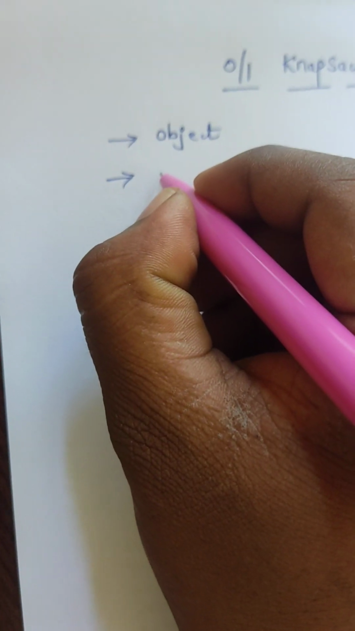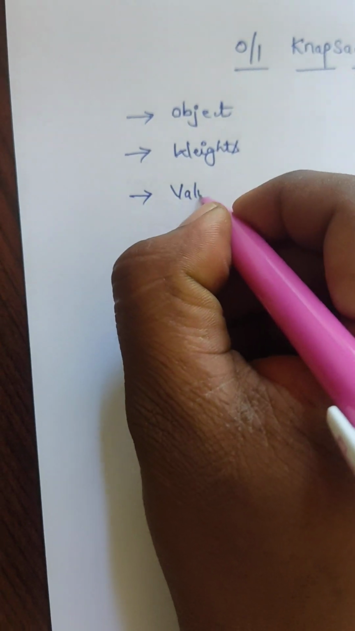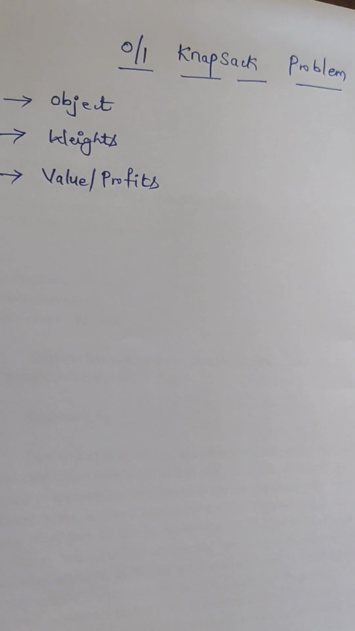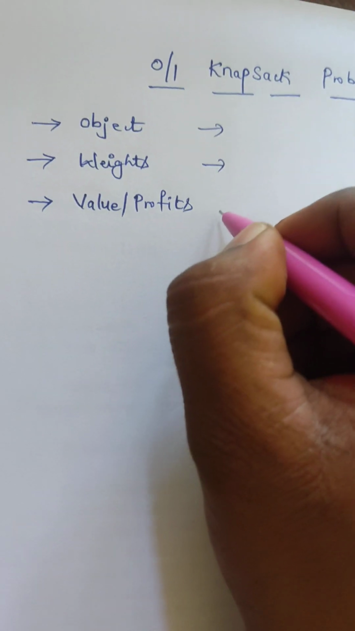In this 0-1 knapsack problem we have three variables. The first variable is the object, and the second is the weights, because every object has some weight. And we have a value or profit. So these are the three variables we need to take for the 0-1 knapsack problem. Clear? Now I am taking one more example for this problem.